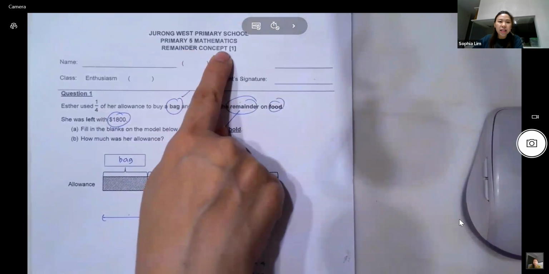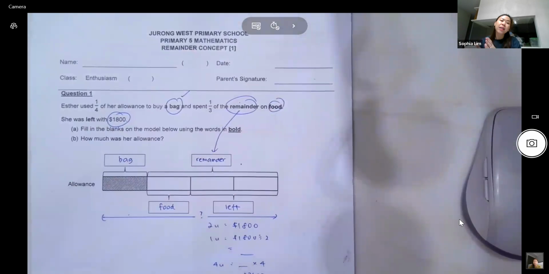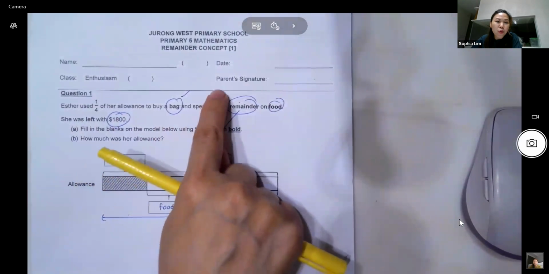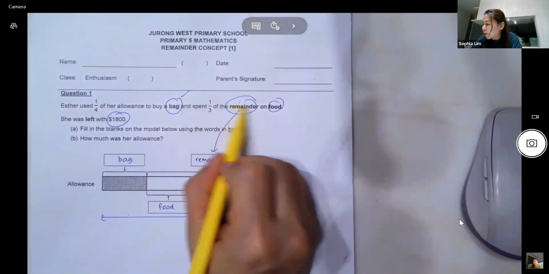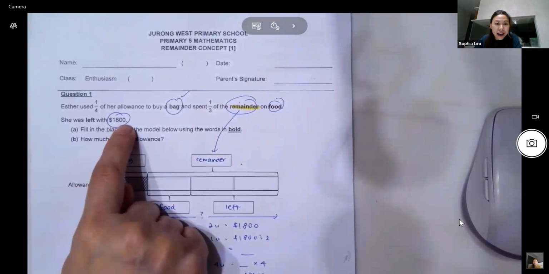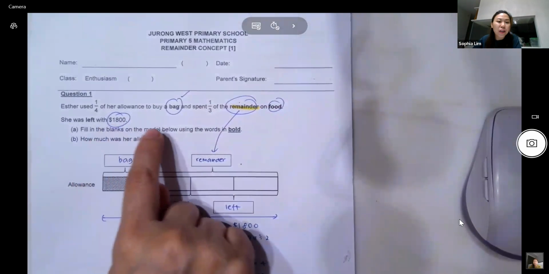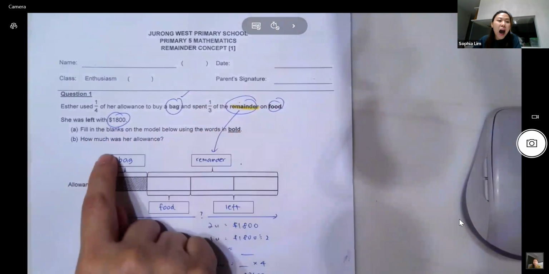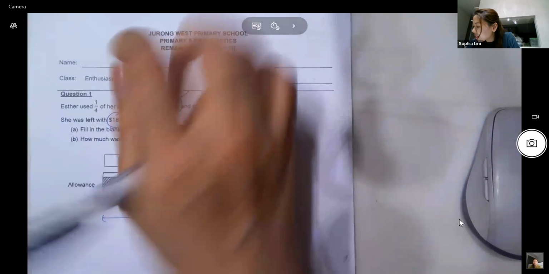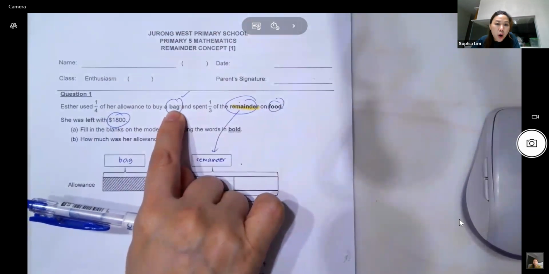Okay, this is remainder concept 1. When you see remainder concept, you read the question and there are some phrases to tell you that we are going to use remainder concept on that. Esther used 1/4 of her allowance to buy a bag and spent 1/3 of the remainder on food. She was left with $1,800. Fill in the blanks on the model using the words in bold. How much was her allowance?